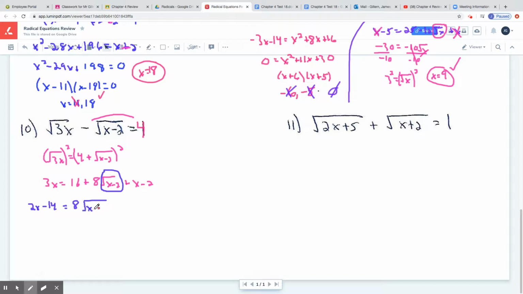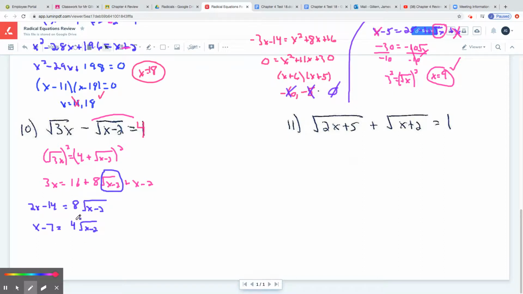Okay, now I need to get rid of this 8, but if I divide by 8, they don't go into both of these evenly. So what you could do is square both sides right now, and you could. Or I could do something to make it a little bit easier when I square both sides. What if I just divide everything by 2? All right? As long as I do everything by 2, it's fine. So if I divide everything by 2, this becomes x minus 7 equals 4 root x minus 2. Which is perfectly legal. That's a legal move.